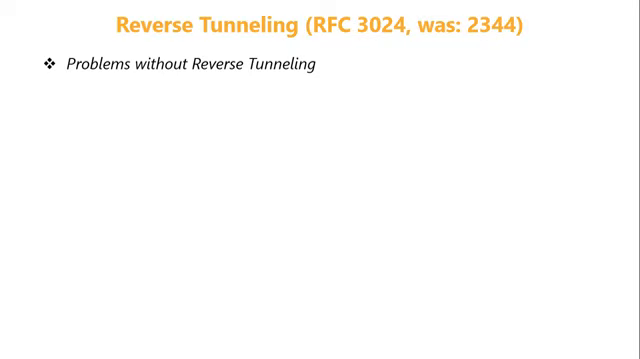Why can't the mobile node directly communicate with the correspondent node if the mobile node knows the correspondent node's IP address? Why should reverse tunneling be done? If reverse tunneling is not done, then what are the problems that it will create? That we will address first. First we will try to understand the need for reverse tunneling, and then we will see how reverse tunneling works. If reverse tunneling is not used, then we'll typically face some problems.